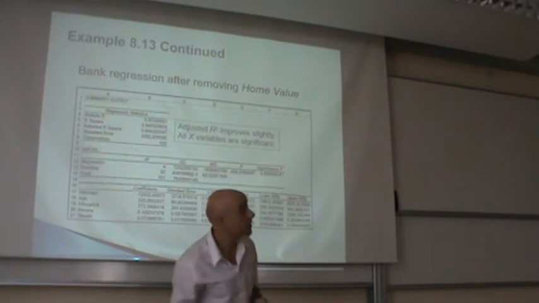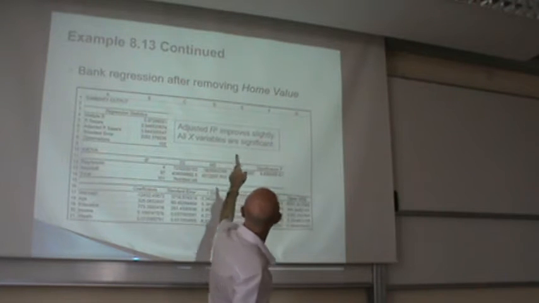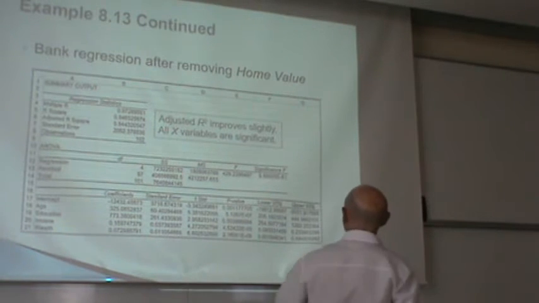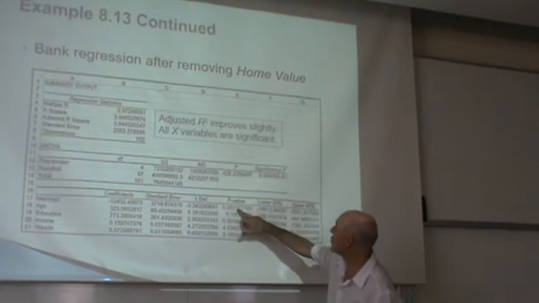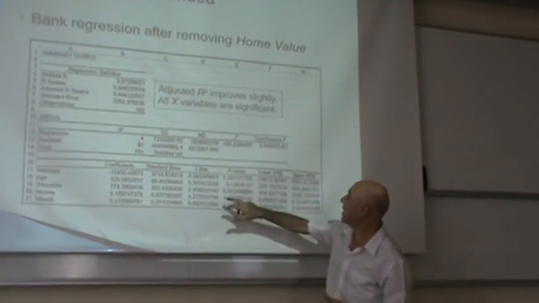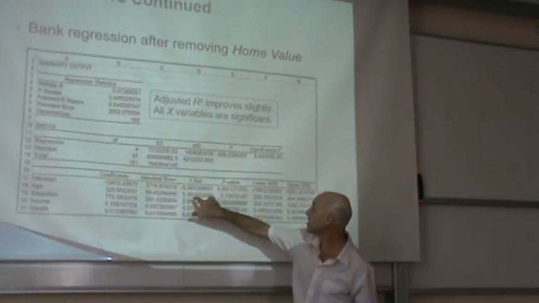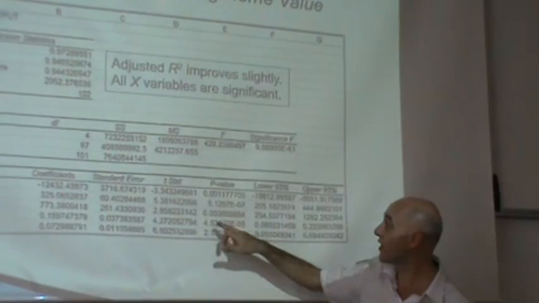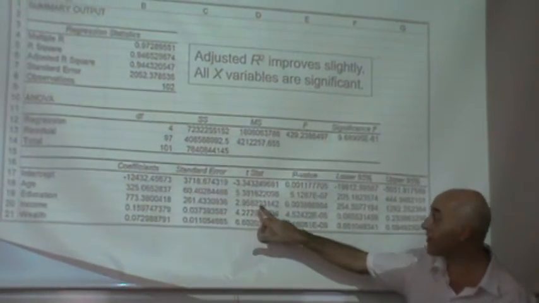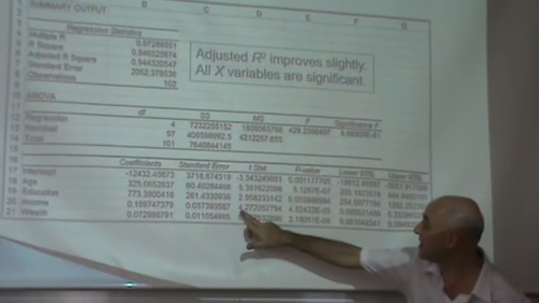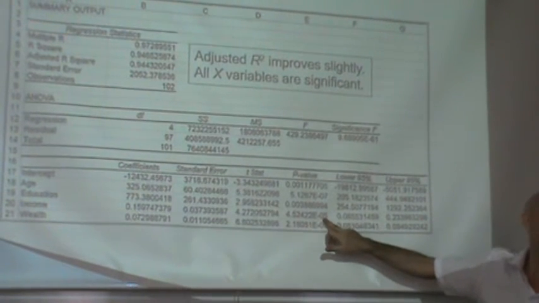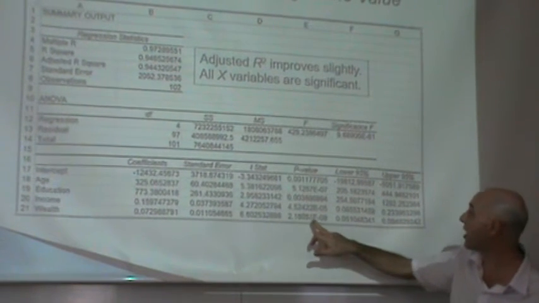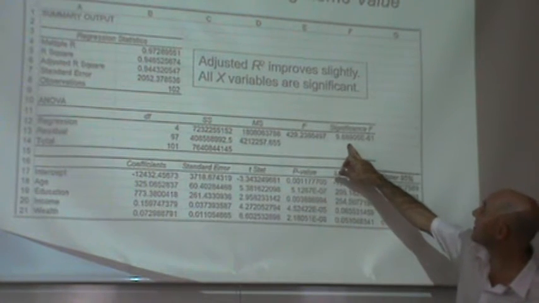Bank regression, notice, after removing home value. Okay? So they remove the home value, and now you look at the p-values. Again, this is very significant, -3. You see the probability is low. The t-stat is very high, the probability is very low. T-stat 2.9 is very high, the p-value is low. The t-stat 4.2 is high, the p-value is very, very low. It's to the power of -5. And this 6.6 is very high.